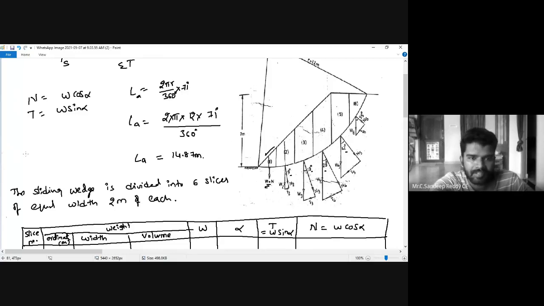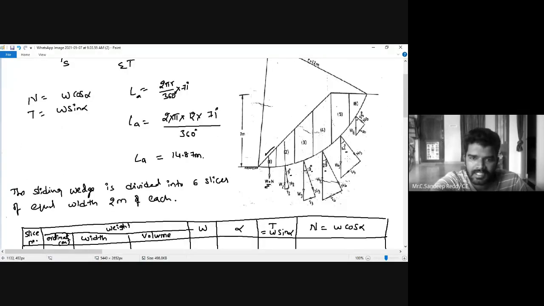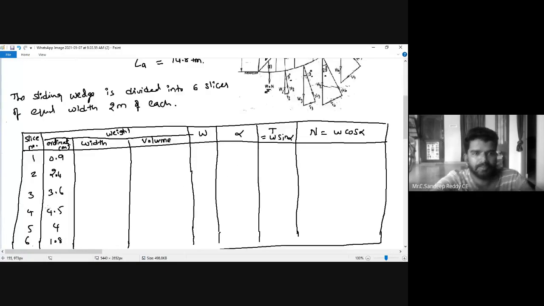You see the values variation here. First class value is 0.9. Second is 2.4. Third is 3.6. Fourth is 4.5. And fifth one is 4. Sixth one is 1.8. So as it is increasing, the third and fourth slices have more ordinate, having high value of ordinate, and the fifth and sixth are less compared to the third and fourth. So that's how they have to calculate from the graph values.